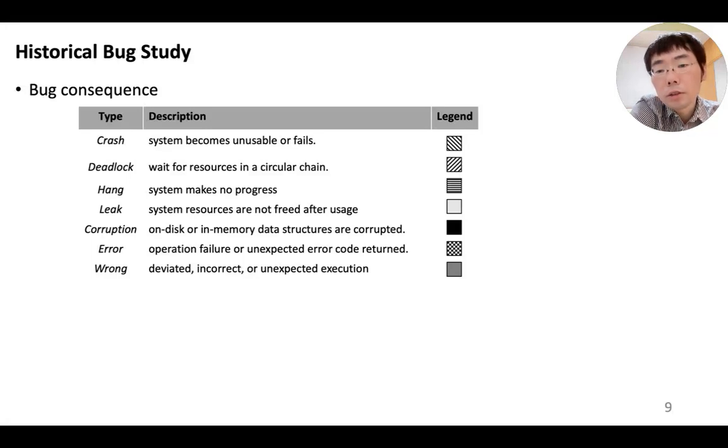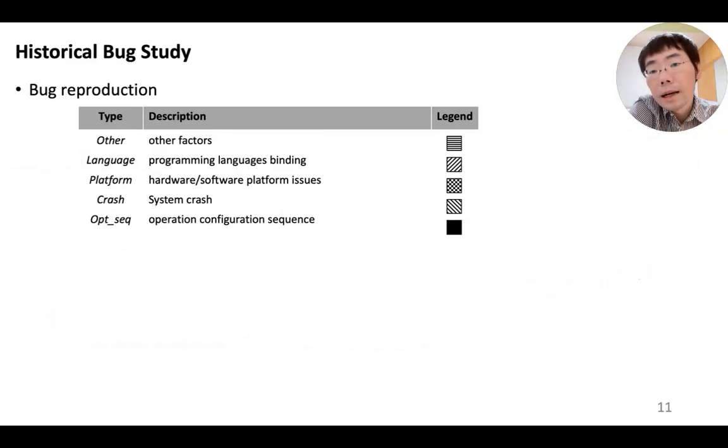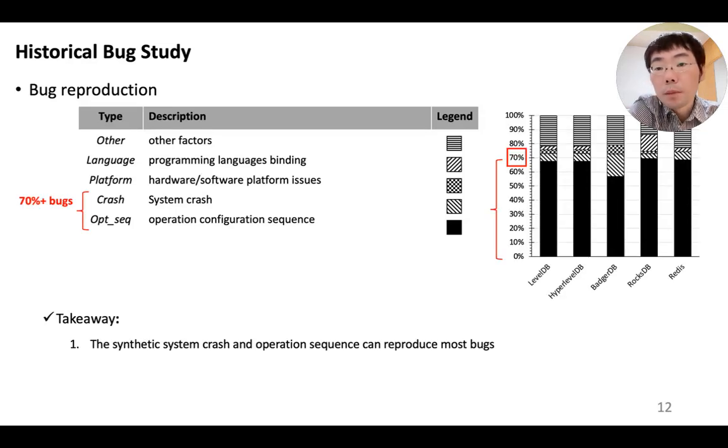For the bug consequences, we classify them into seven types, falling into two categories, memory bugs and semantic bugs. We can find the bug consequences are very diverse in all five studied key-value stores. Regarding bug reproduction, we also find that synthetic system crashes and operation sequences can reproduce most bugs. Actually, more than 70% of bugs can be reproduced by these two types.